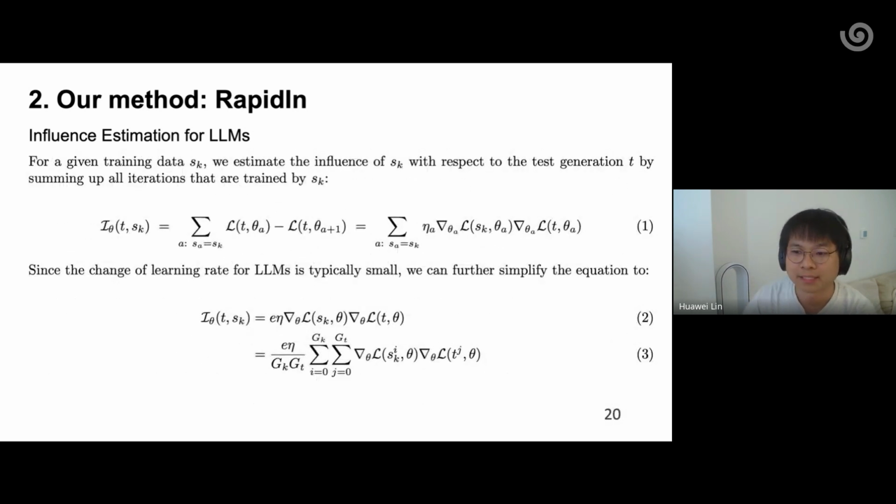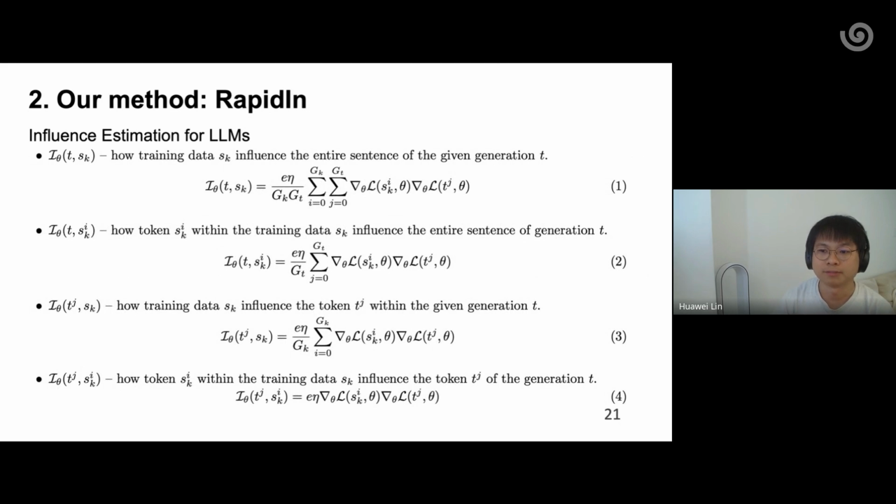Then we can estimate the influence of SK on T as equation 1. It sums up the logs obtained from each training of SA, and it is actually the number of epochs. So we can get equation 2, where E is the number of epochs. Then we can use equation 2 or equation 3 to compute the influence between two sentences or between two data samples. Moreover, we can also estimate the influence between tokens and sentences.